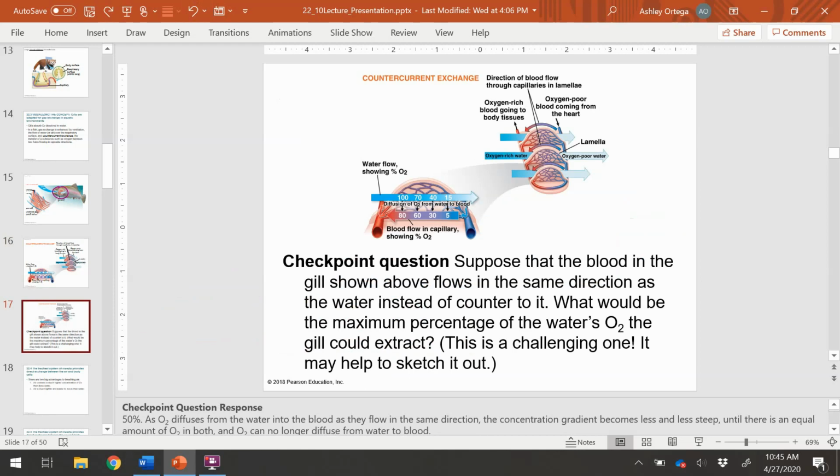It says, suppose that the blood is flowing in the same direction. What would be the maximum percentage? It would be 50%, because at 50%, both of the levels are equal, and then the oxygen stops moving because it moves from a higher to a lower concentration. And so if the concentrations are equal, it's not going to move anymore.